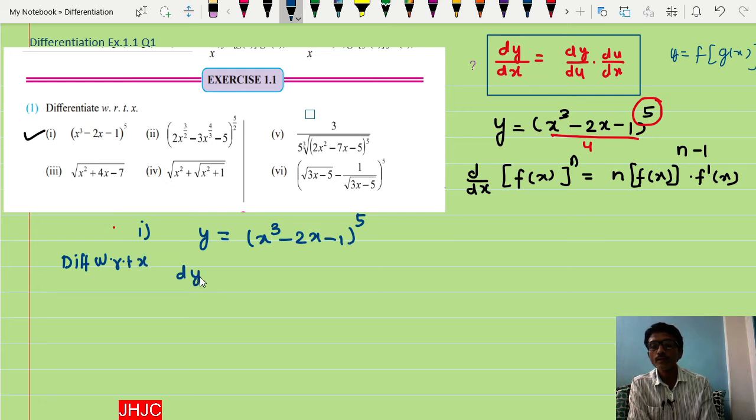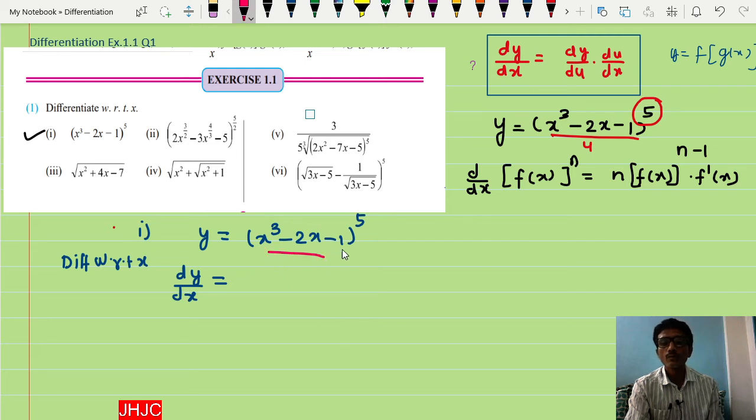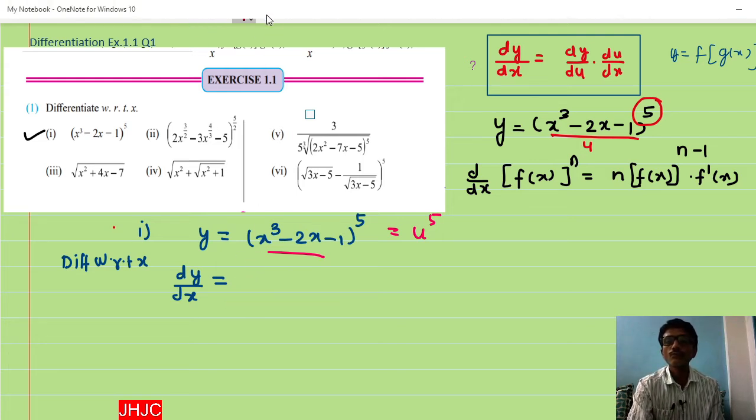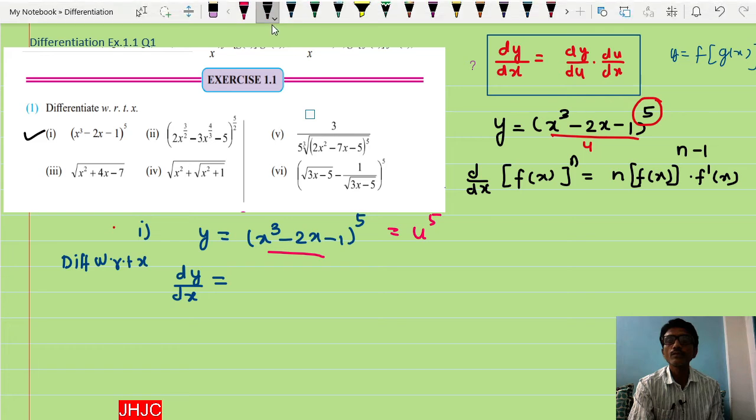dy by dx is equal to dy by du into du by dx. See, this is what u. So it is u raised to power 5, say. So it will be 5 into u raised to power 4.